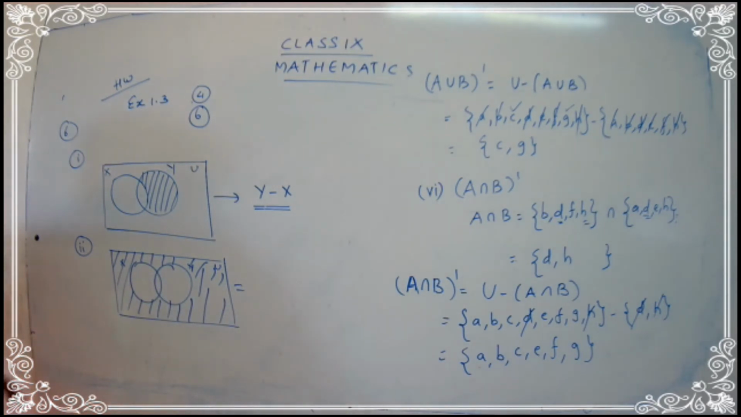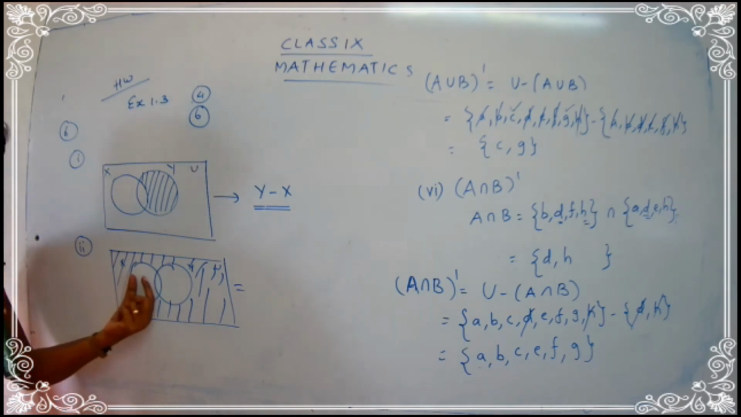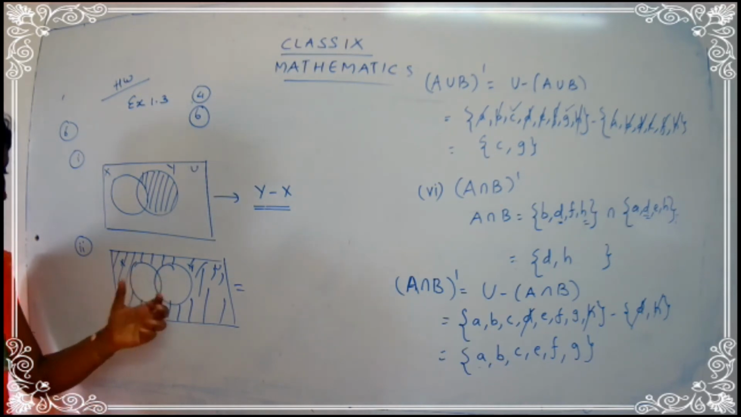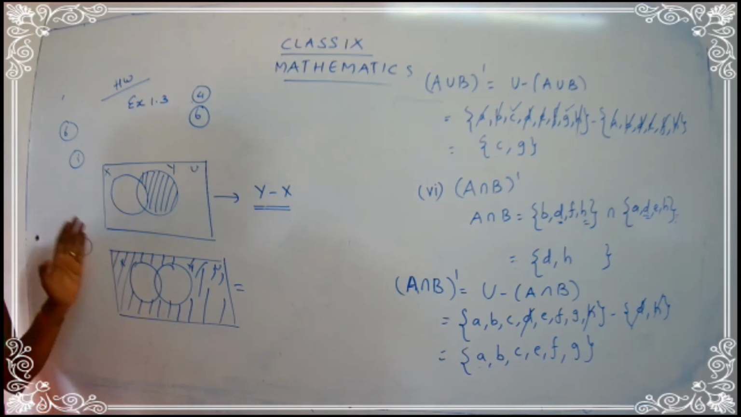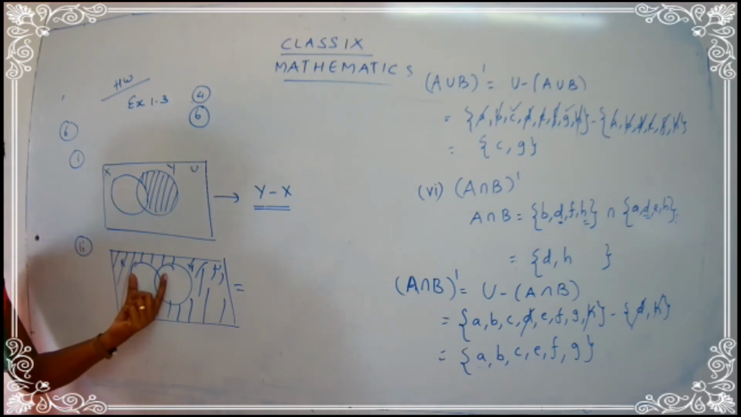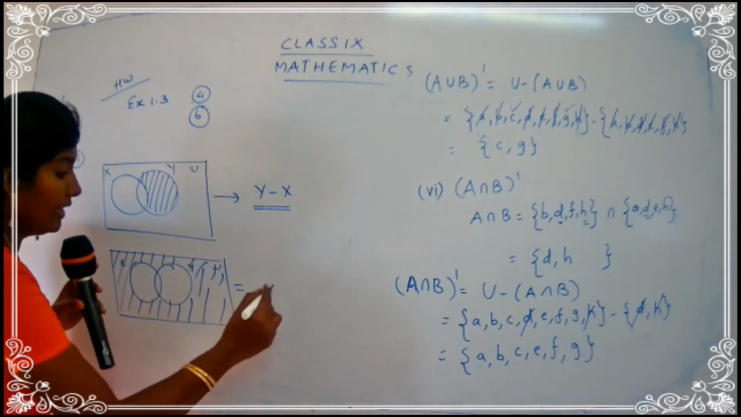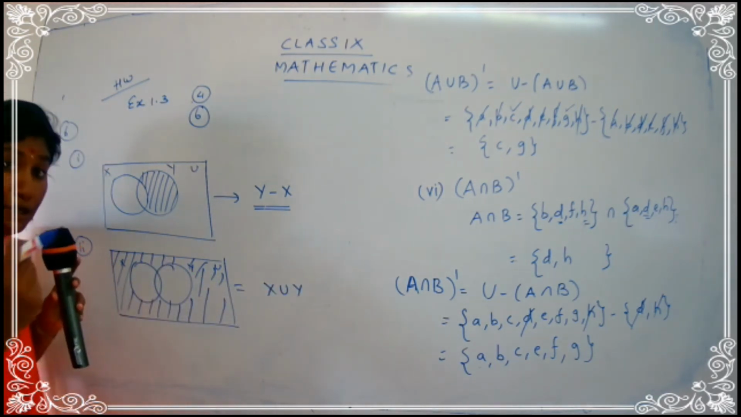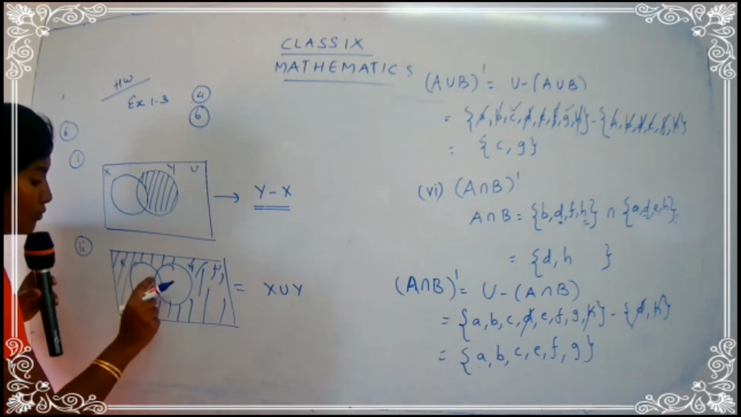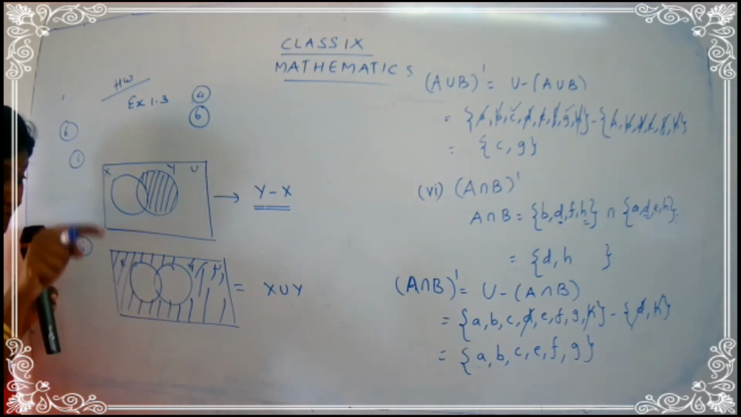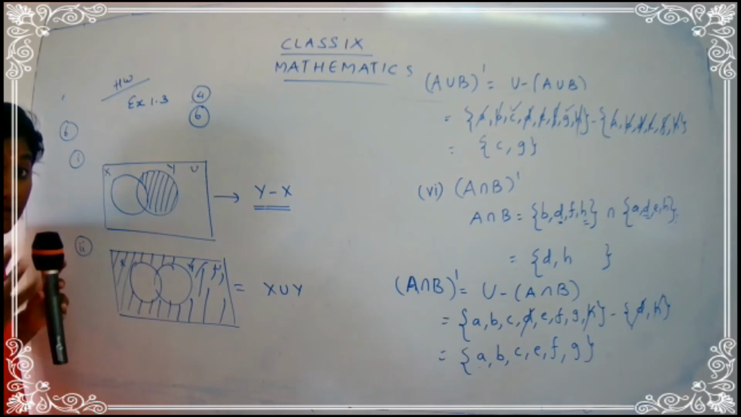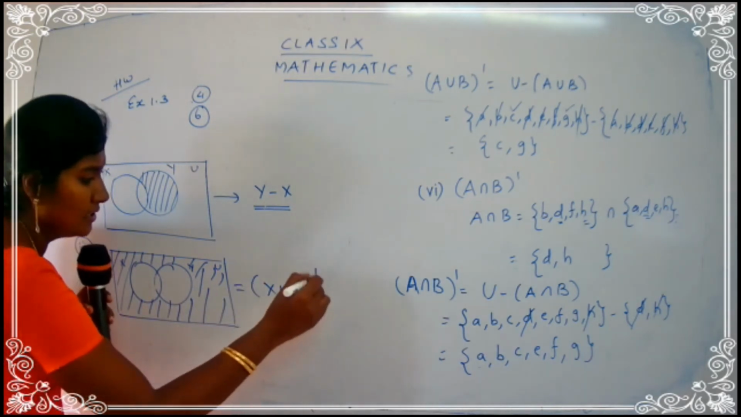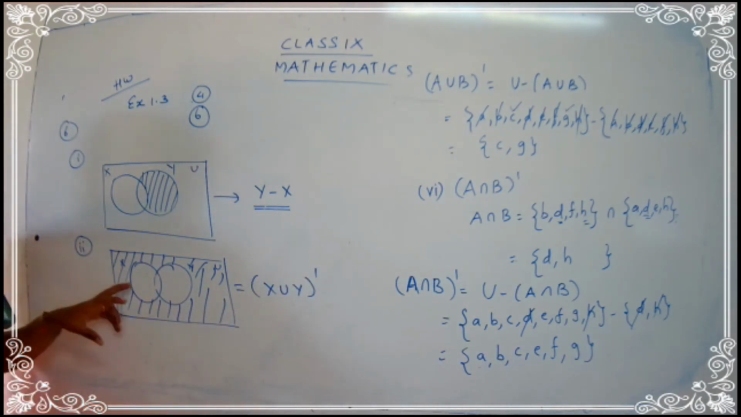So we are not focusing on which part here. Which part is excluded here? X and Y is excluded. Yes, children? So we are not going to take X and Y. That means X union Y. I am not going to take X and Y together. I told you when you are taking together means union. When you are only focusing on the middle part means intersection. So X and Y, but we are not taking this X and Y. So this is X union Y dash.